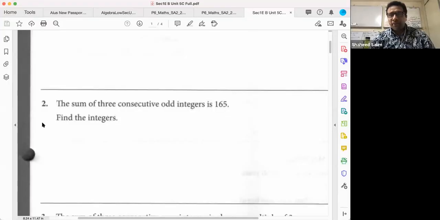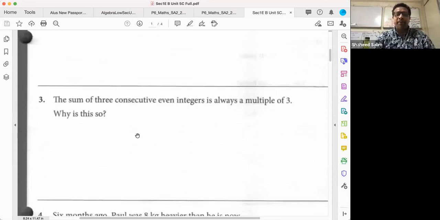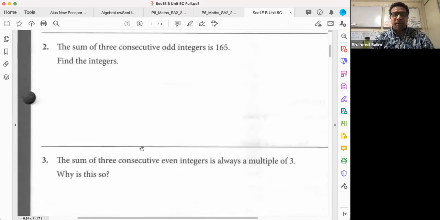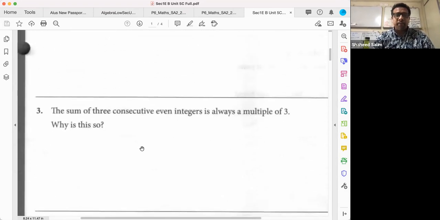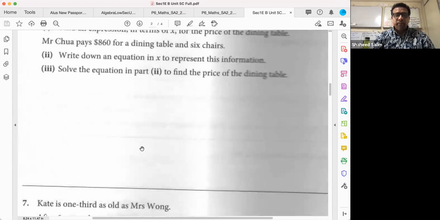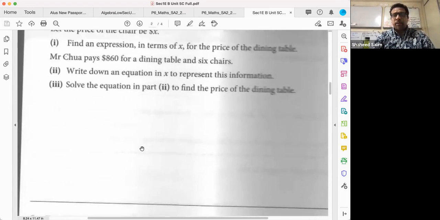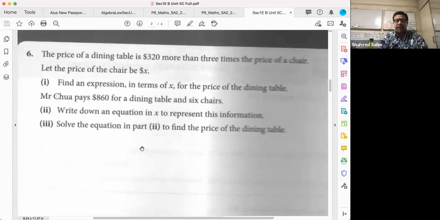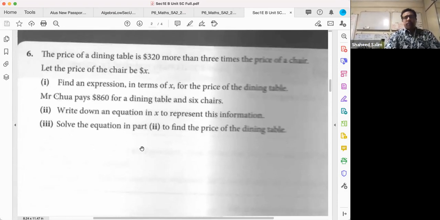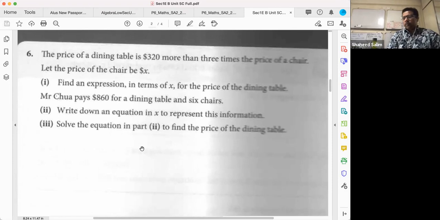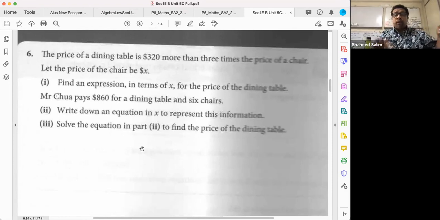Do you have any other questions? No. So we move on to this one again. This one we have done, right? Okay, sorry. Let me see. This one now. Can you write the equation down first? You write the equation down.